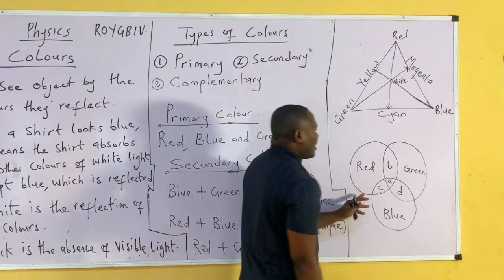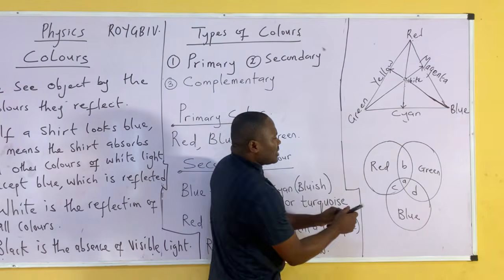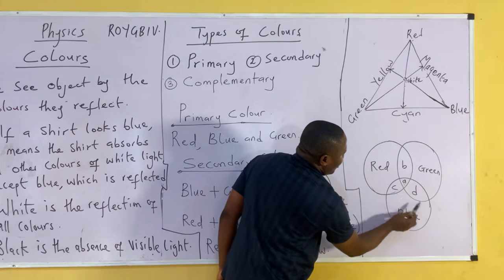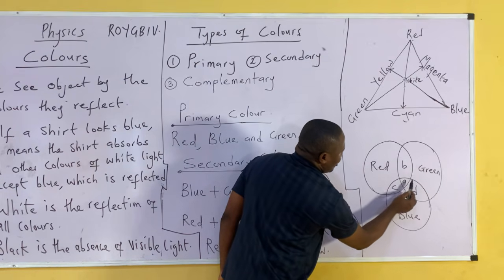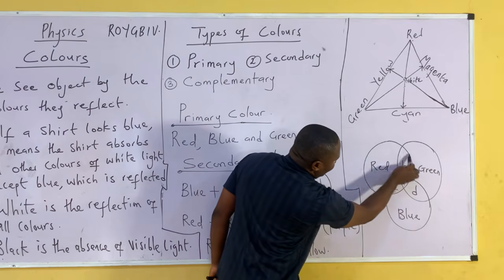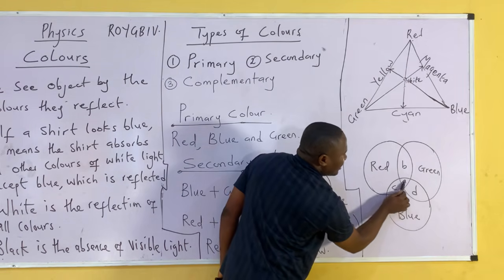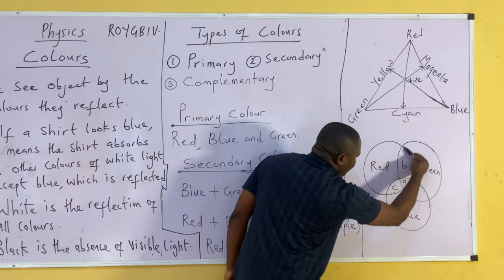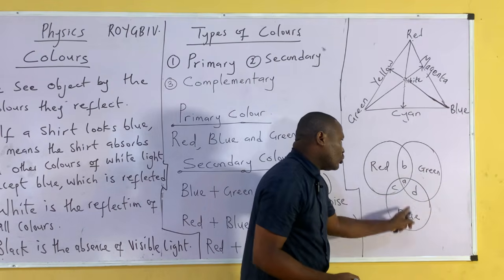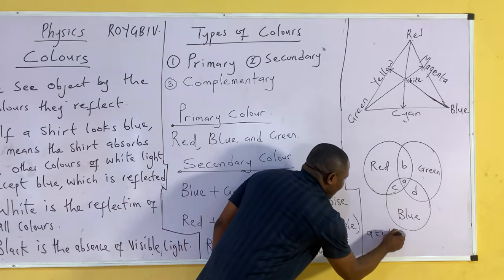Now, look at this diagram. This can also be expressed as this. How? Look at this. This center part is A. All circles are found in A. Look at green, look at red. Red, A is found in red. Blue, A is found in blue. Green, A is found in green. So if you combine red, green, and blue, this center will be a white light. So I can say A equals white light.